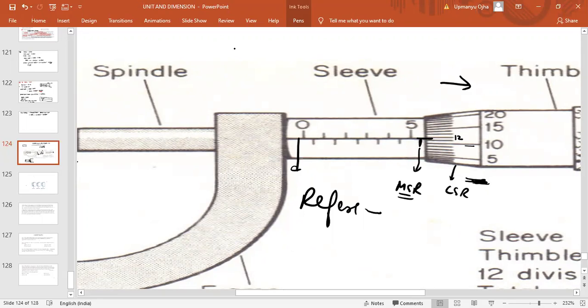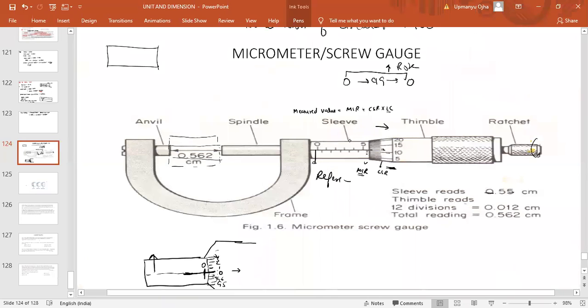So the measured value will be equal to main scale reading plus circular scale reading into least count. The main scale reading is what we can see here. Circular scale reading is 12, and the least count we can find. In this way we find the measured value. Correct? This is how we find the measured value.